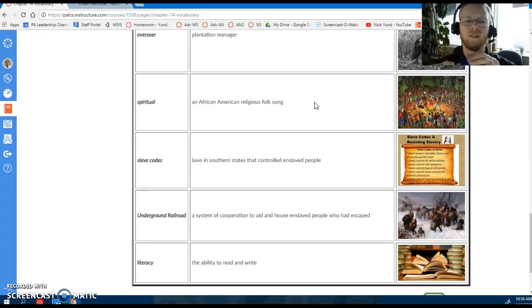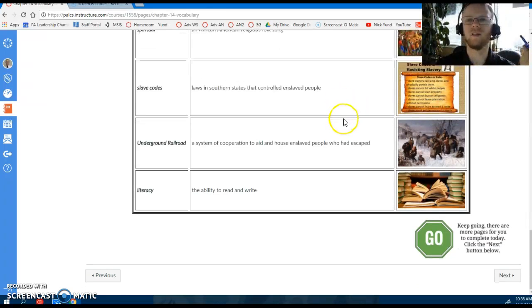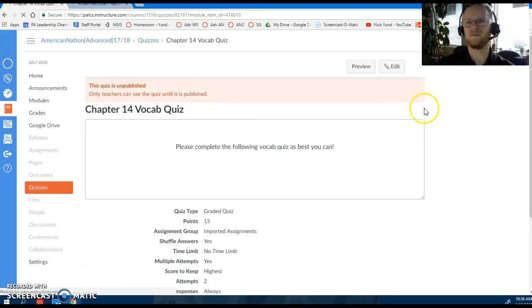The Underground Railroad is a system of cooperation to aid and house enslaved people who had escaped. So it was basically a whole system to help slaves escape from the South and get to the North. Literacy is the ability to read and write. So most slaves, because they were not allowed to be literate, were illiterate.